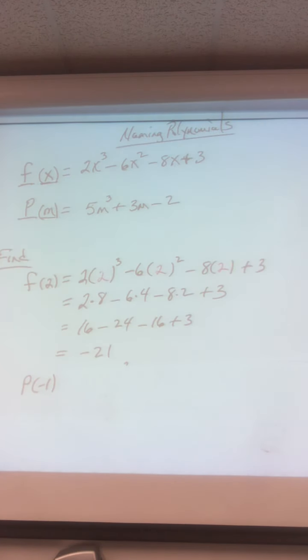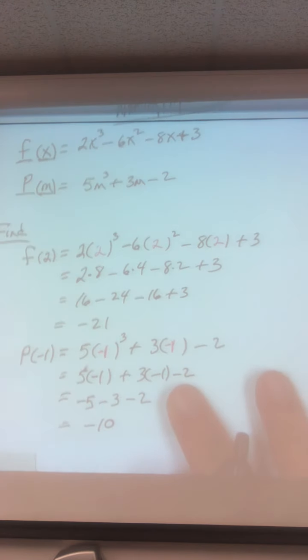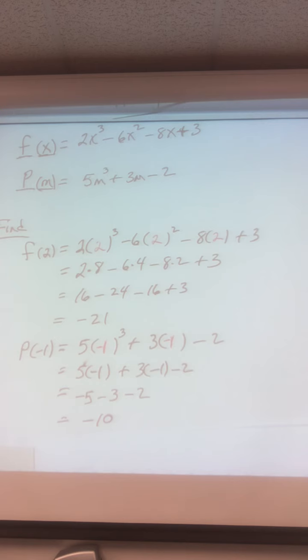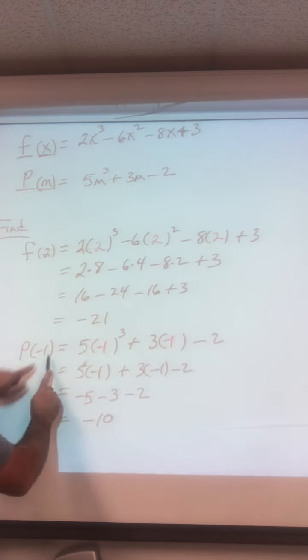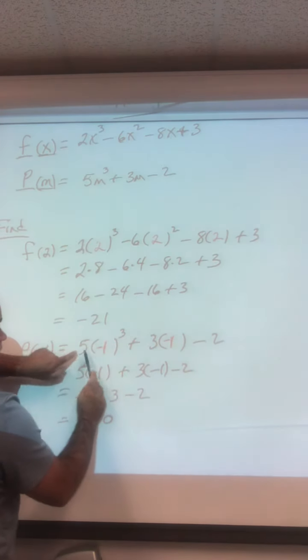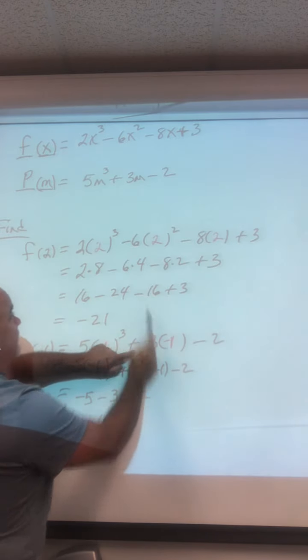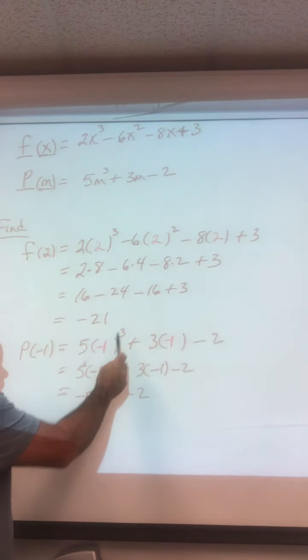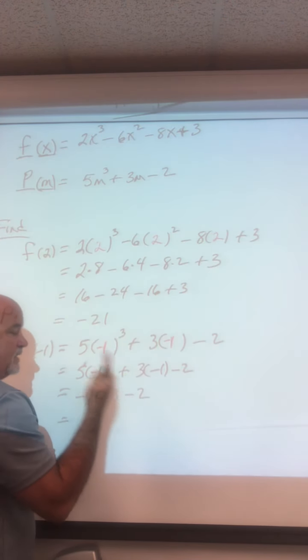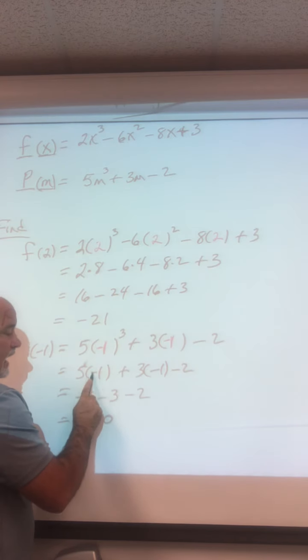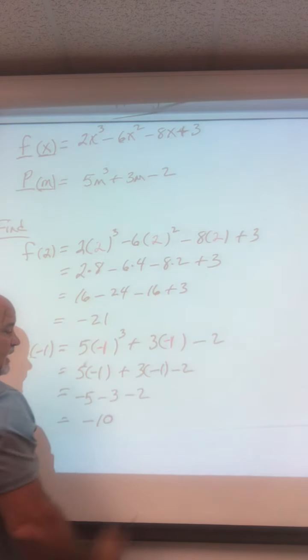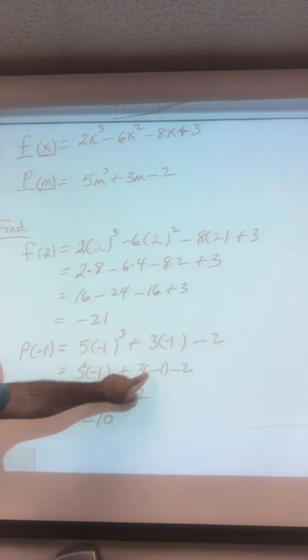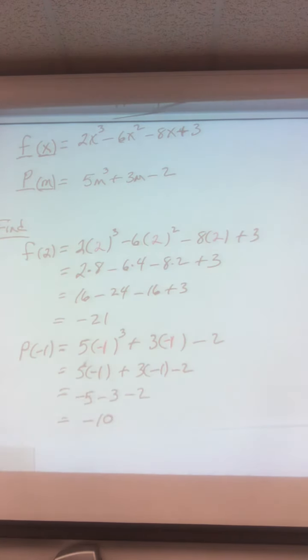All right, so let me do that. So you can pause the video now and copy that. Okay, so what did I do? I took -1 and I put it here. So it's 5 times -1 cubed plus 3 times another -1, because there's another M, minus 2. Cube the -1. -1 times -1 times -1 is still -1. Plus 3 times -1. So this would be -5. That'd be -3 minus 2, which is -10.